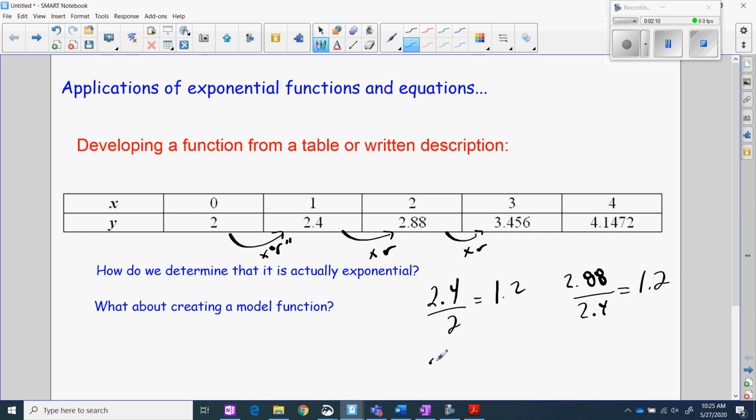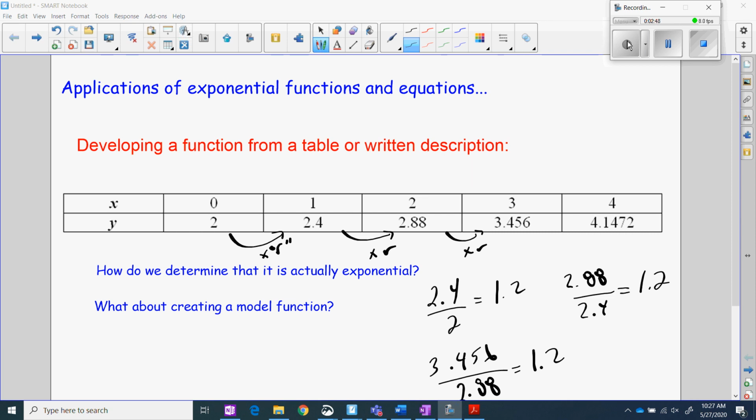If you were to take 3.456 and divide it by the number in front of it, 2.88, you will get the same thing again. I always tell students, usually if you try it 3 times and it works 3 times in a row, you can usually be pretty confident that you're dealing with some exponential data. That's the first step: determine whether the data you're dealing with is actually exponential. So in this case, I've determined that it is.